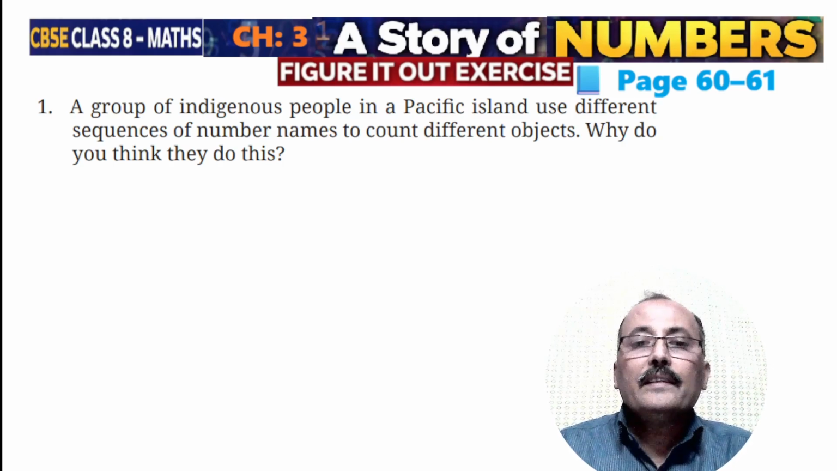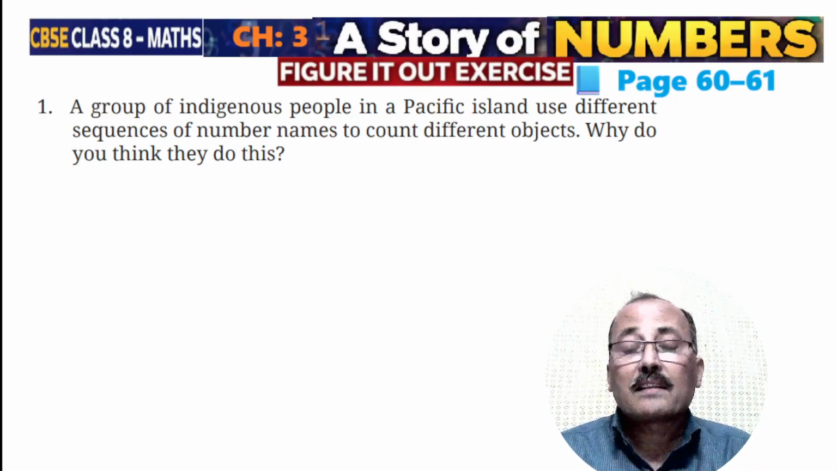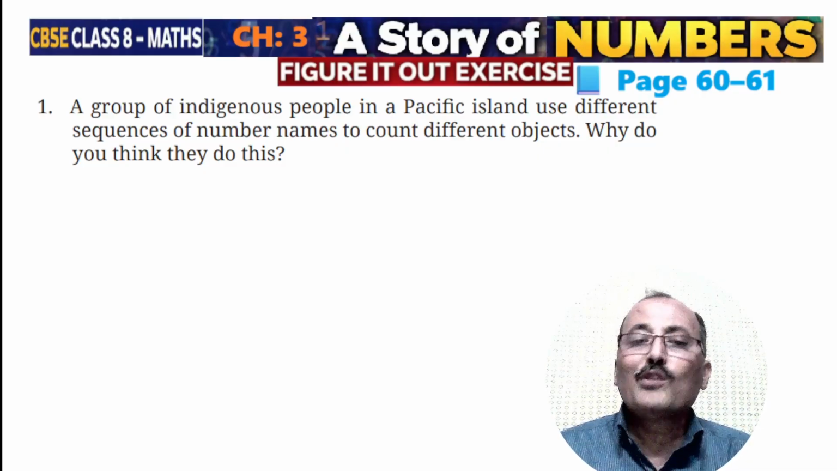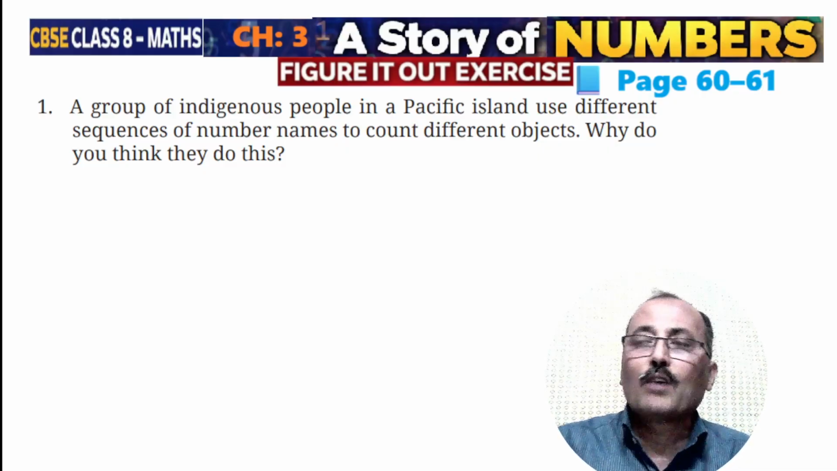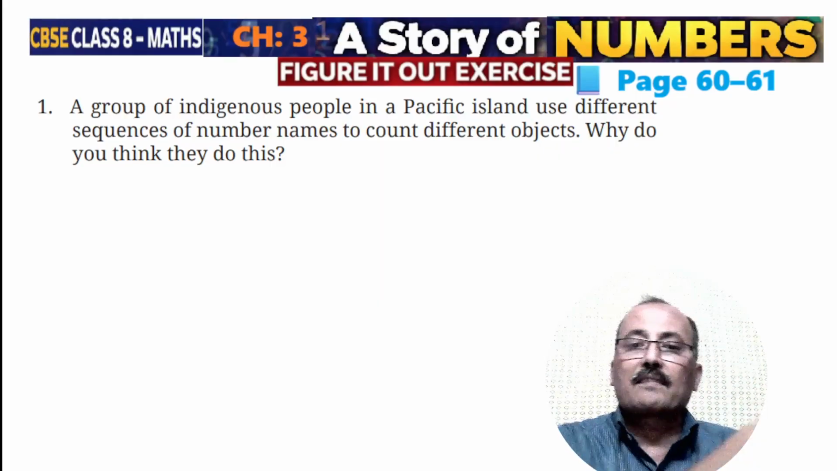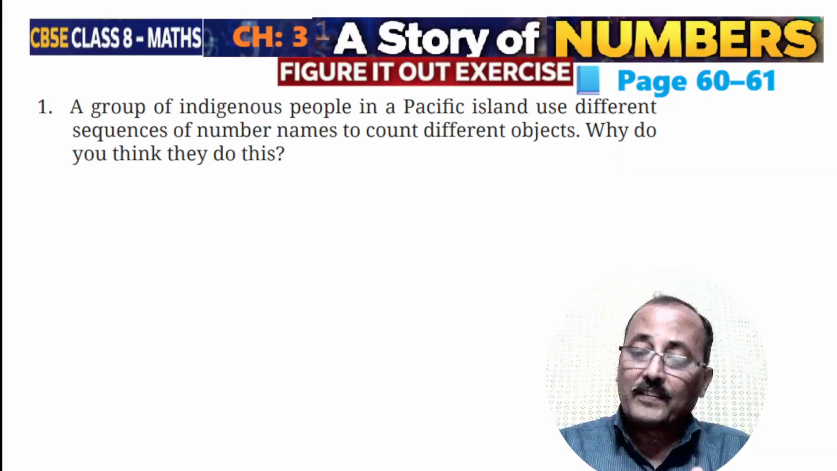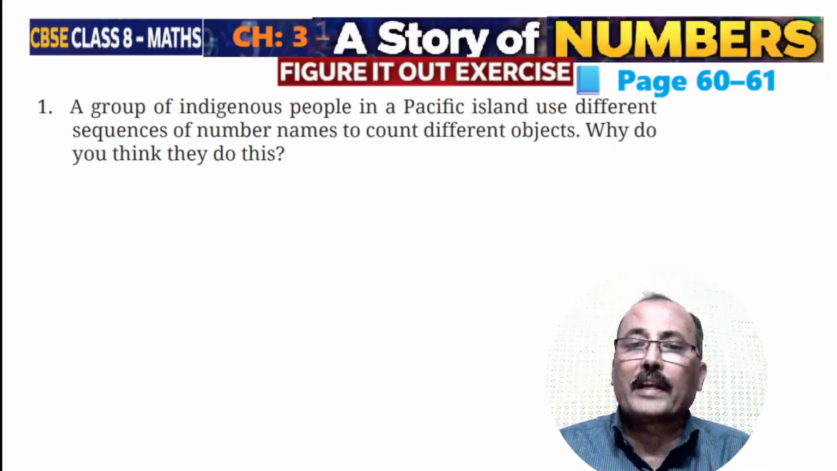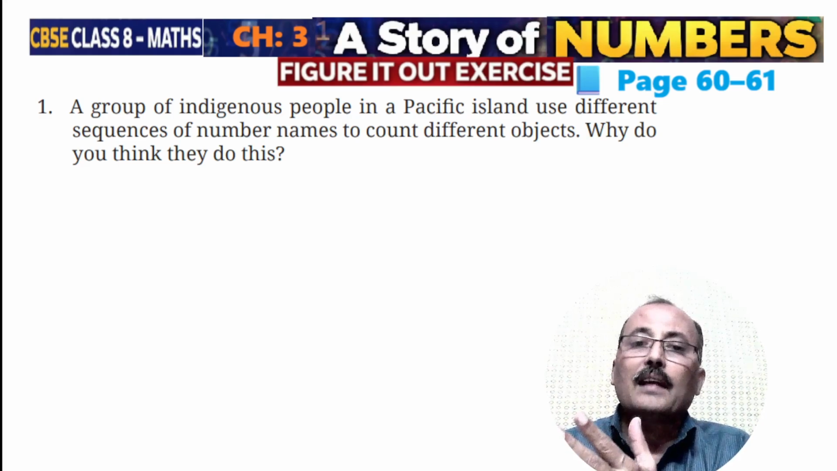Why different systems? Some objects can be counted in pairs. How? Just see the mangoes. While counting mangoes, they won't take 1, 2, 3 one by one. Sometimes they will count in pairs, 1 pair, 2 pair, 3 pair, or even in threes. If the mangoes are small in size, they will take 3 at a time. You could have seen this while counting. So that becomes one group, and they will multiply in the final answer.